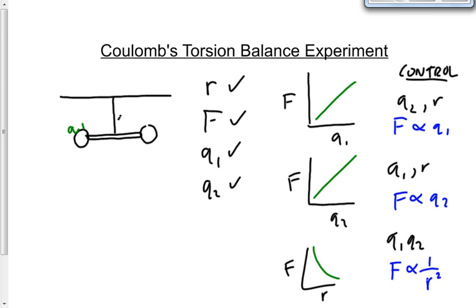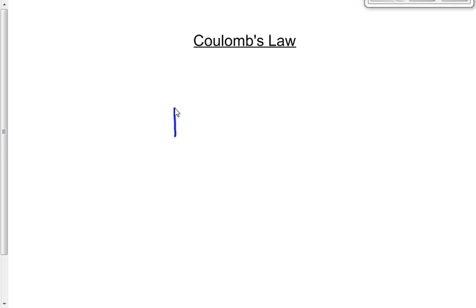Now, when we combine these three experiments, F is related to Q1, F is related to Q2, F is related to the inverse of the square of the distance, we end up getting a single equation that we call Coulomb's law. F is related to Q1 Q2 over R squared. That's combining all three of those together.